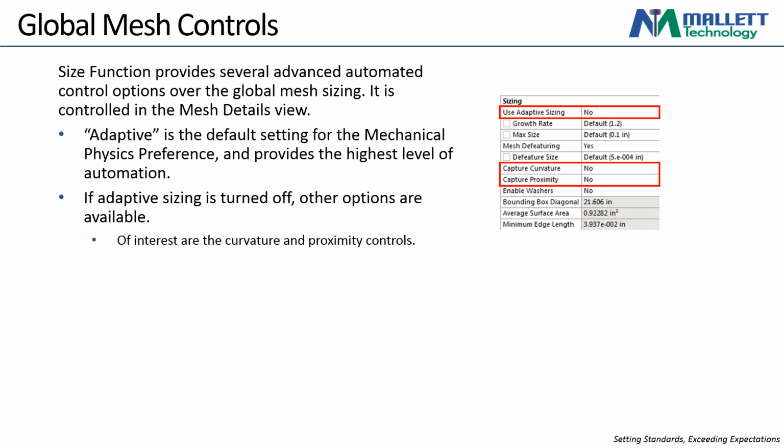So then if we do turn adaptive off, the other methods that become available, and these are global methods, and then we have more local methods, are this idea of curvature meshing and proximity meshing. I'll go into detail on what those are in the next couple slides.